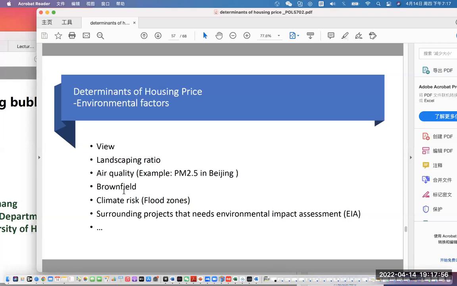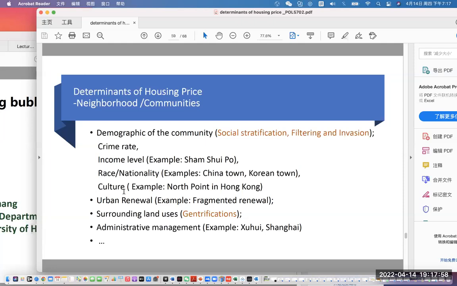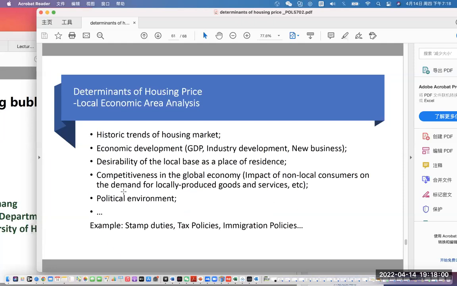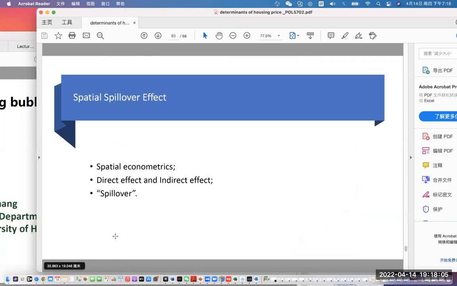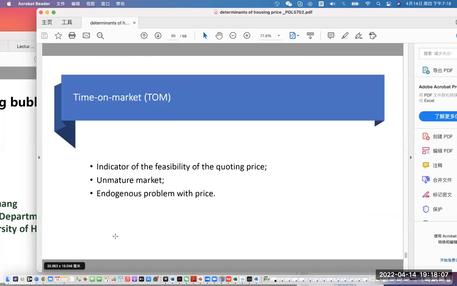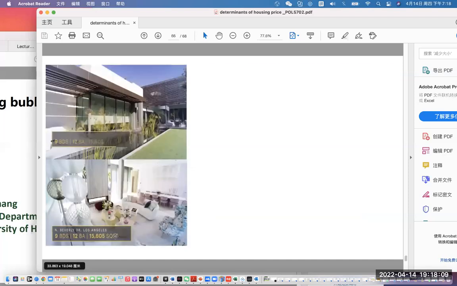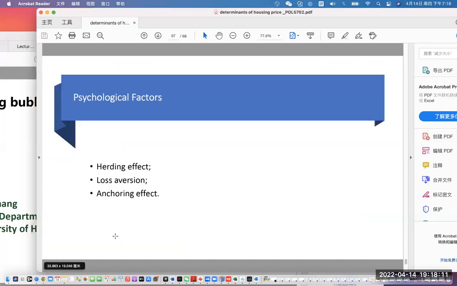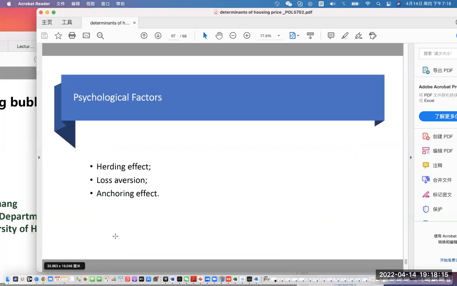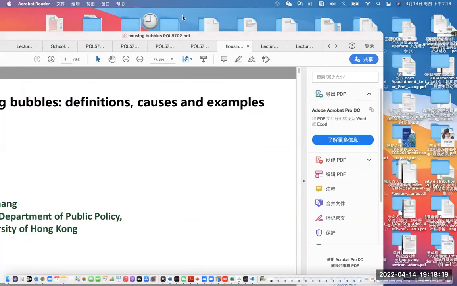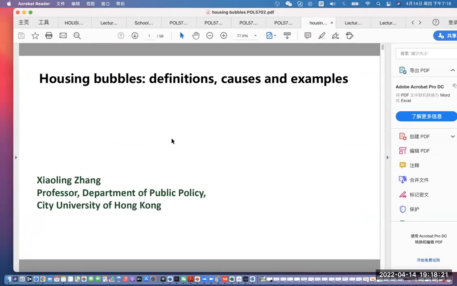Actually, the determination using environmental factors has a lot of interesting examples. And there are also other factors like spatial spillover and the time on market, TOM, and also psychological factors like loss aversion and the anchoring effect, for example. And then the housing bubble.